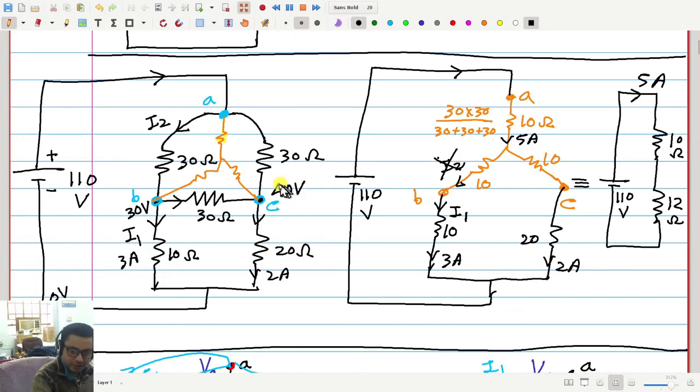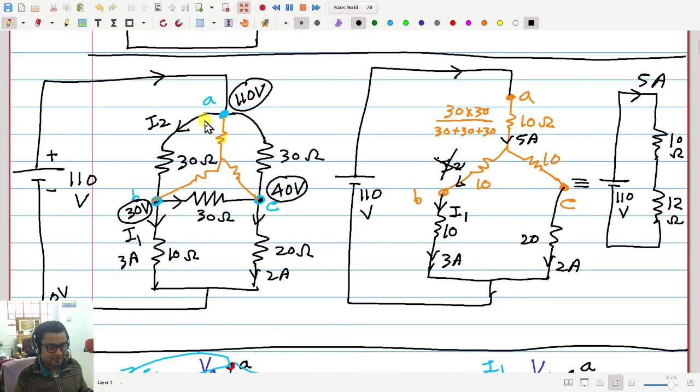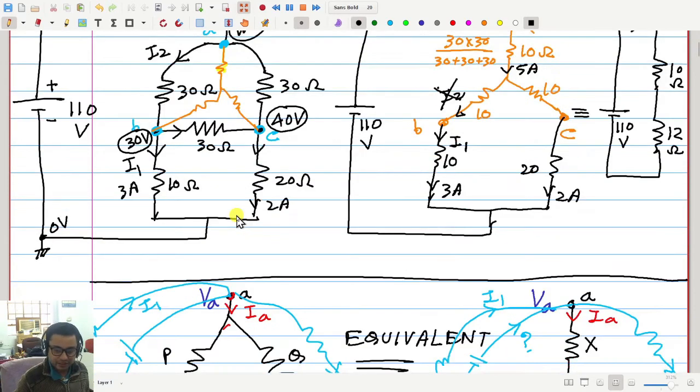Now this is 110 volt, this is 40 volt, this is 30 volt. Now you can find how much is this current and how much is I2. Then it is easy. We'll use the voltages at the node. You can solve it in different ways. I'm just solving one possible way.